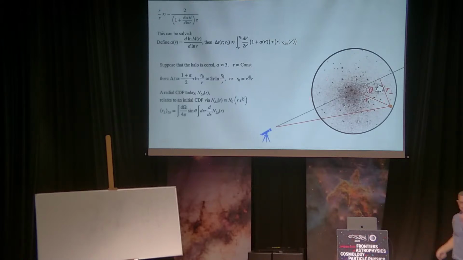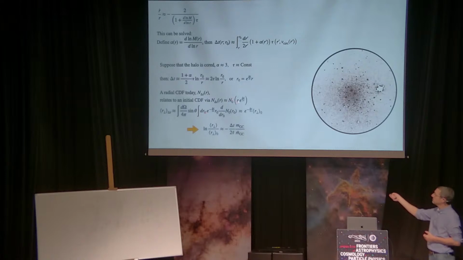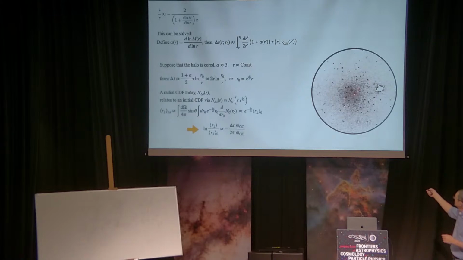This is, of course, an abuse of notation because this picture is already projected, but I think it helps you understand what's going on. I can see what an integral like this boils down to. So if you change integration variables and use this relation, you immediately find out that the projected mean distance of the clusters from the center of this halo today is related to the projected mean distance 10 gigayears ago, of course not observable, some property of the initial distribution, exponentially like this. Take the log, you get this equation.